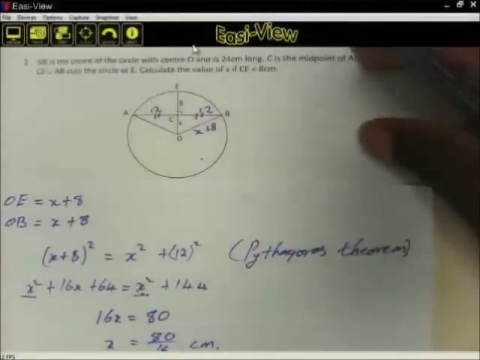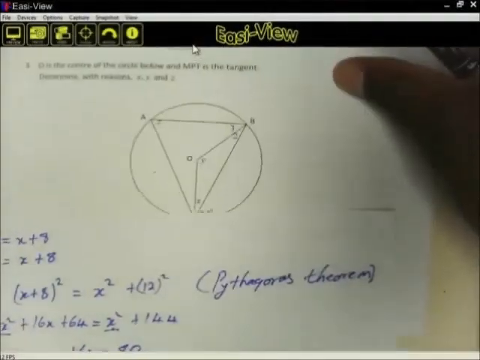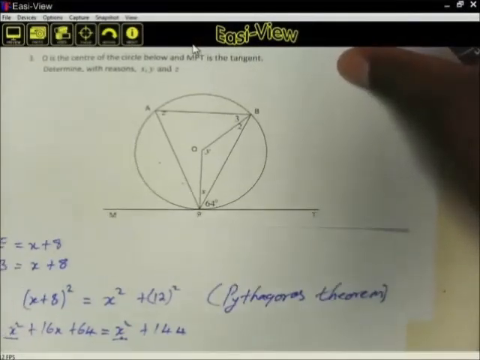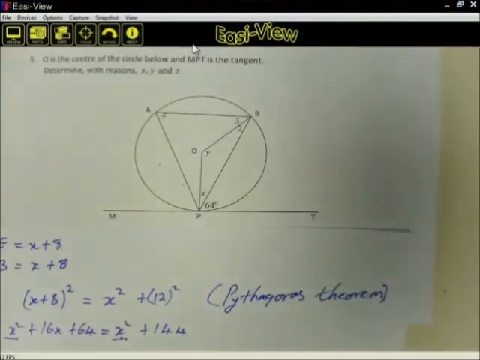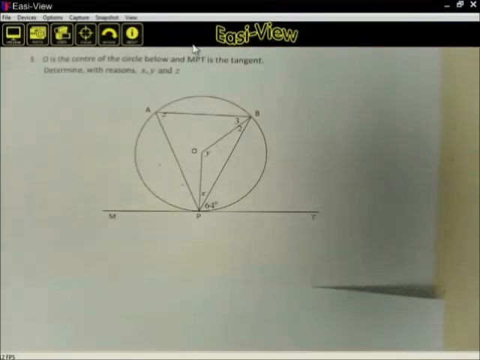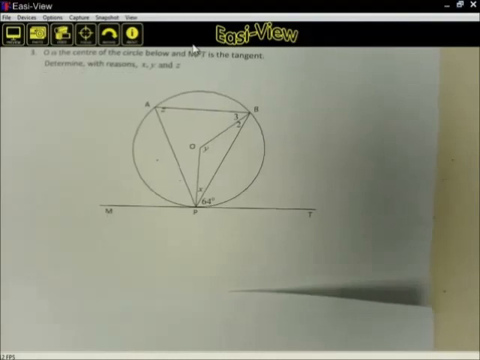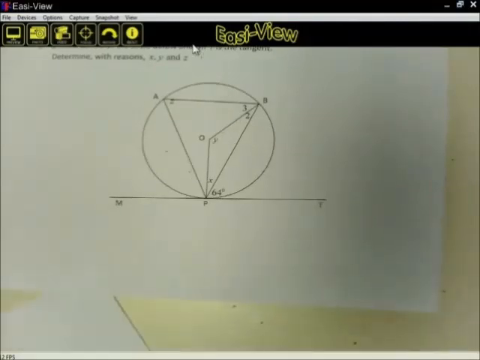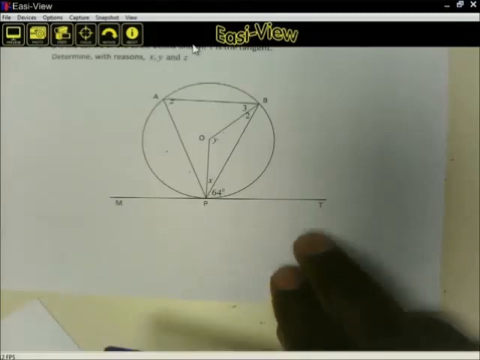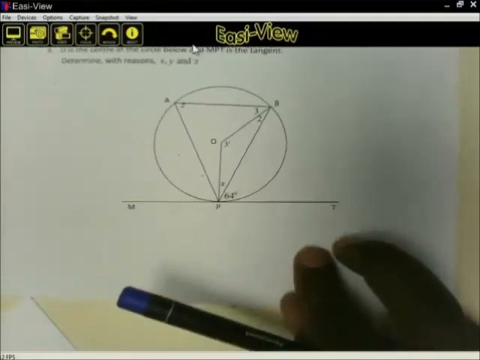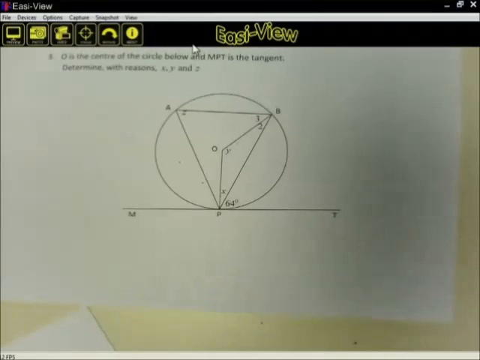Let me take you through the other one before I give you an exercise to do. Remember, the main objective for today's lesson is to prepare you for this coming test. The test will be written on the 17th of March. I want to prepare the grade 12s for this coming test.